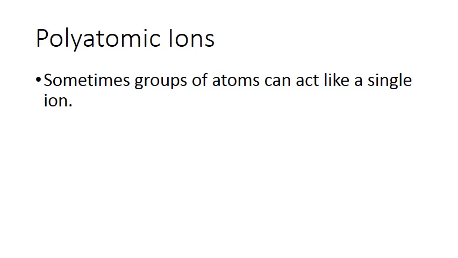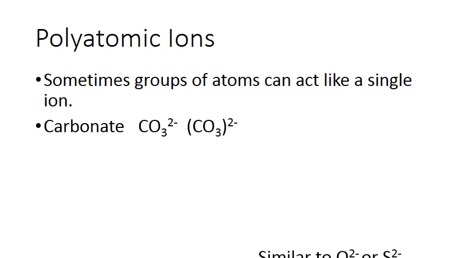Polyatomic ions, another type of ion. Now sometimes a group of atoms can act like a single ion. So for example, carbonate. Carbonate is CO3 2-. Now what that means is that the whole CO3, that carbon and those 3 oxygen all mixed together, they all have a charge of 2-. So that whole thing has 1 charge of 2-, that whole group.